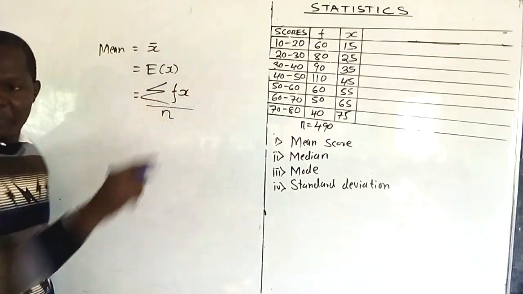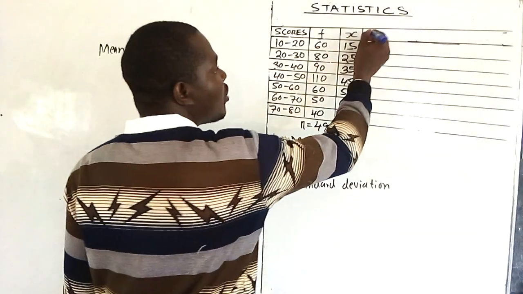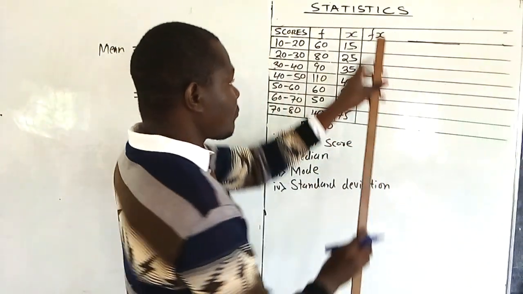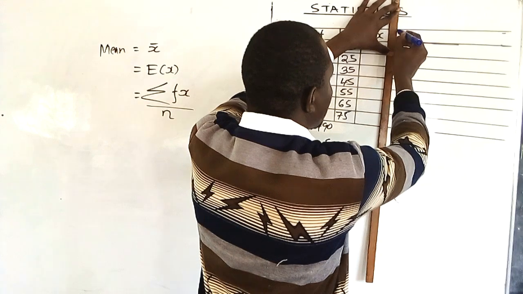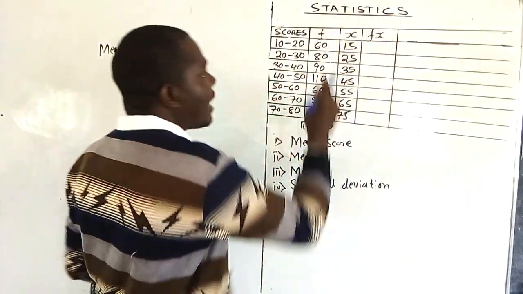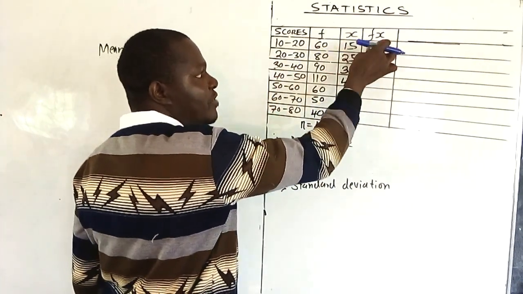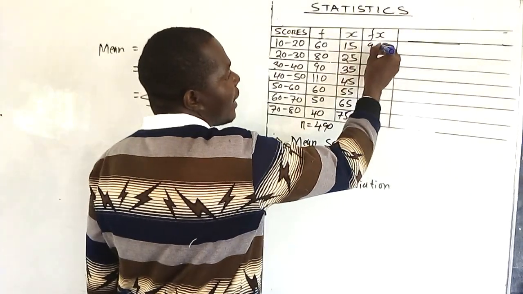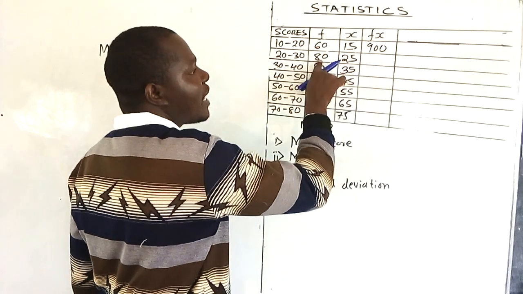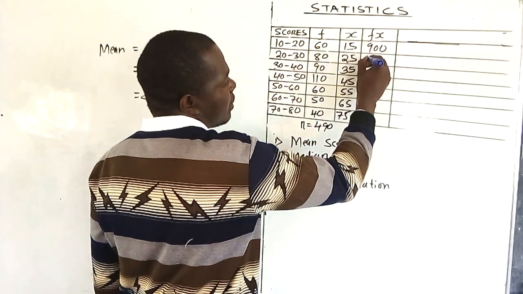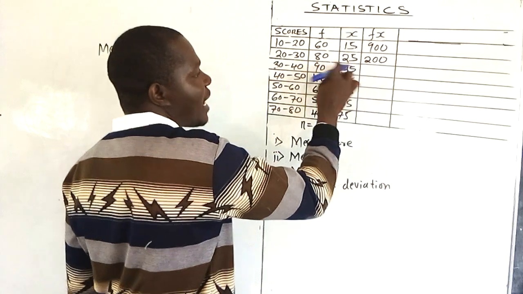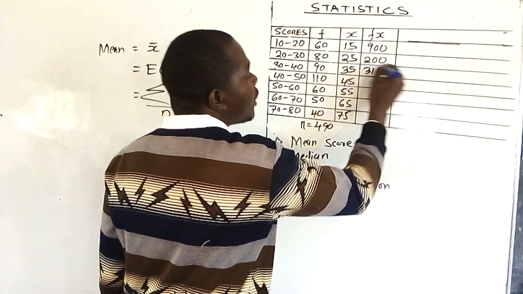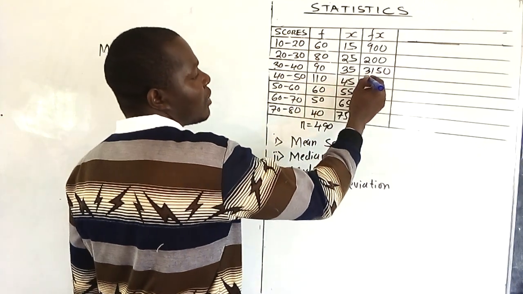So what we need is Fx. You introduce a column of Fx, then we sum them. Go to the calculator and start the column of Fx, F times X. 60 times 15 gives 900. 80 times 25 gives 2000. 90 times 35 gives 3150.